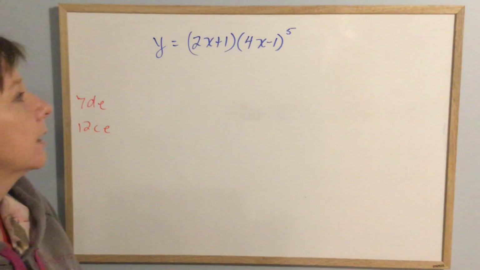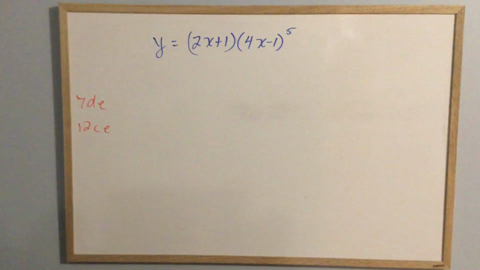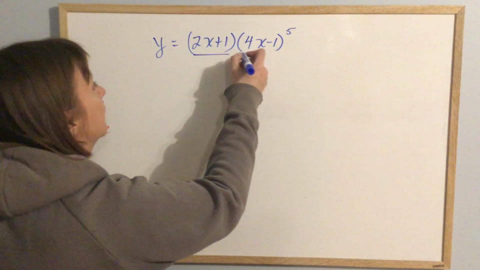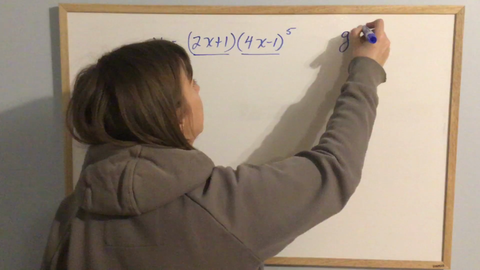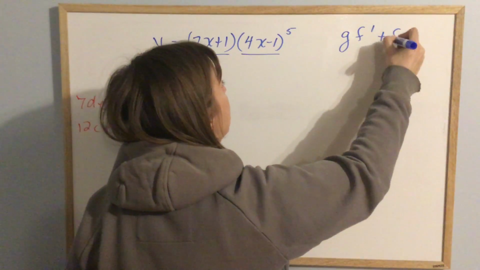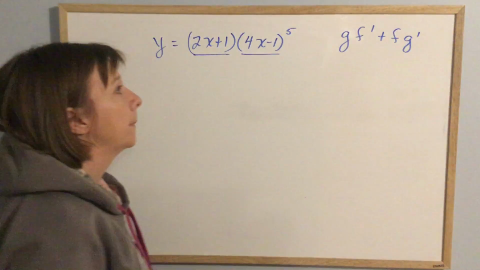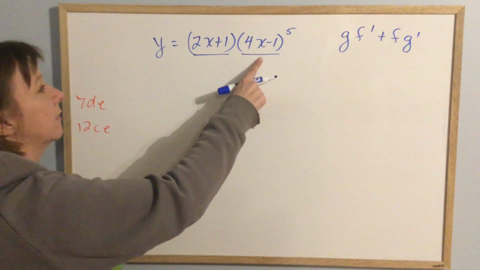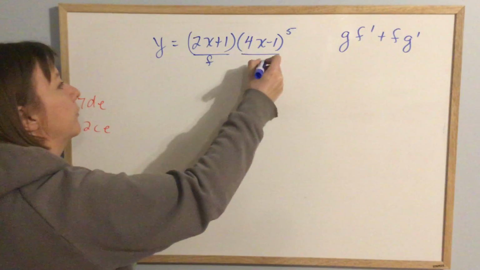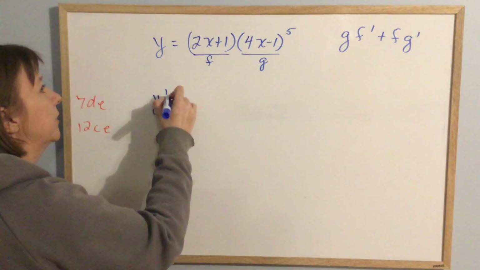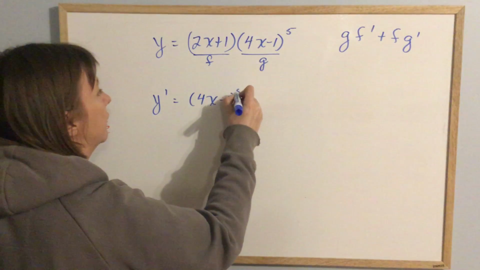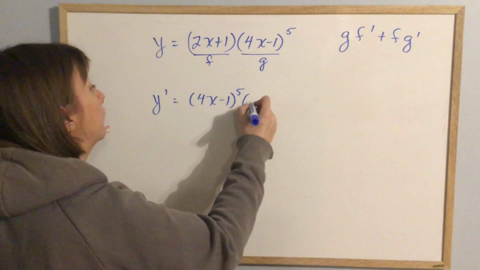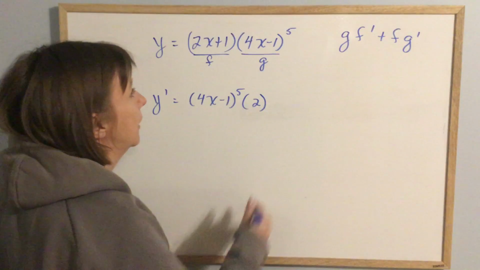All right, so in this one, in order to do the derivative, I am multiplying two things together. I'm multiplying this with this, which means I have to do the product rule, which is g f prime plus f g prime. So g is this, f is this. So here's f, here's g. So to do the derivative, leave g alone, 4x minus 1 to the 5th. Do the derivative of f, and that appears to be 2.